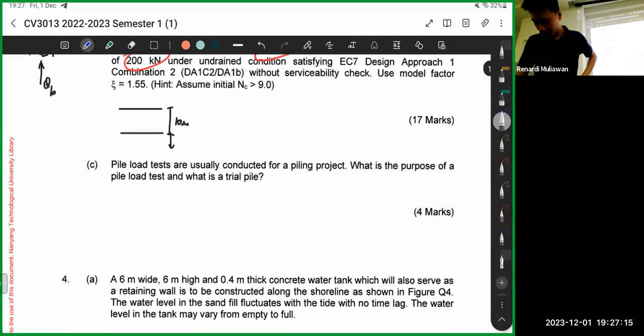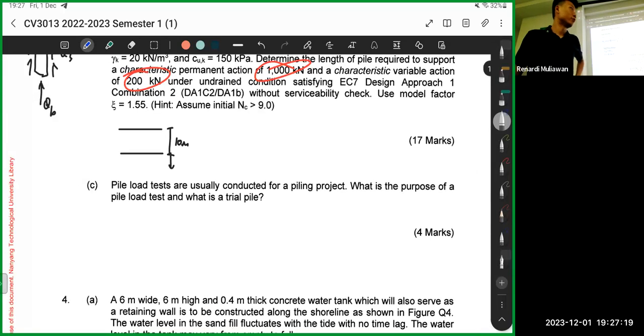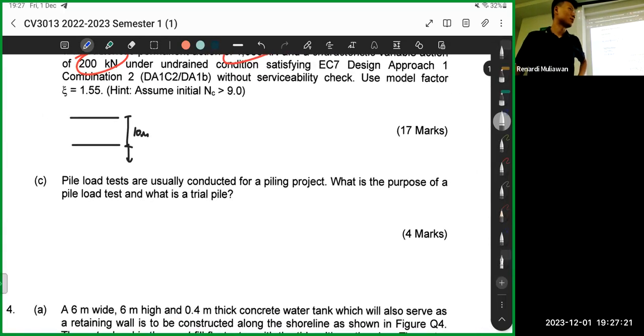Yeah, the next one is what's the purpose of the pile load test and what is a trial pile? So pile load test, imagine you want to build a foundation. Then it's like probability, just take some sample. So you test some of the piles just to check whether it's okay or not.